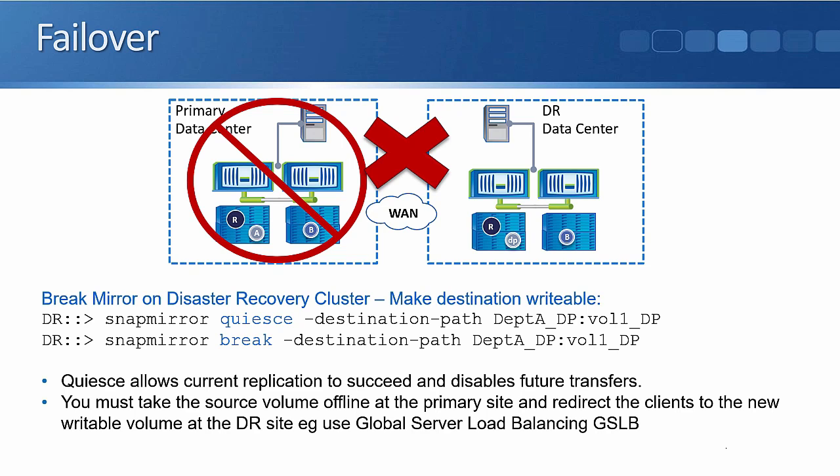The other thing that you're going to need to do is redirect the clients to point at the DR site now. It's going to be on different IP addresses, so you're going to need to direct them there. There's various tools you can use for this, such as GSLB, Global Server Load Balancing. That is not a NetApp solution. That comes from network vendors like Cisco and F5.